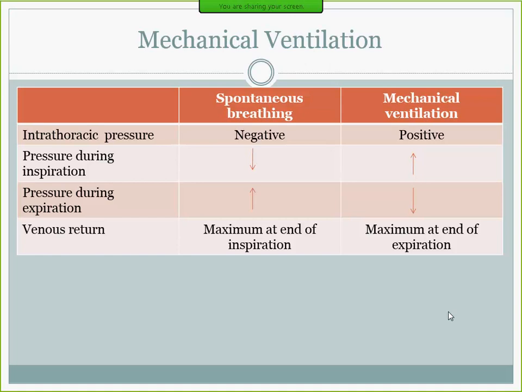And with mechanical ventilation, it is exactly opposite. Now you are using a machine to push the air in during inspiration, so that increases the intrathoracic pressure, and during exhalation, the pressure goes down. So the whole pressure dynamic is completely opposite between spontaneous breathing and mechanical ventilation. And the main effect is on the venous return, which you need to understand.